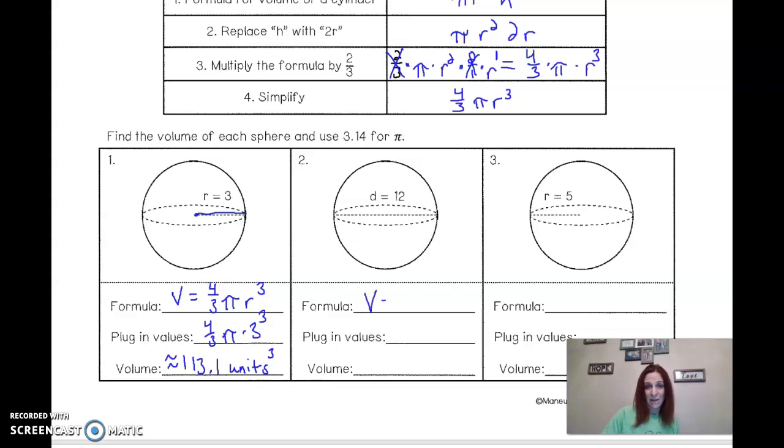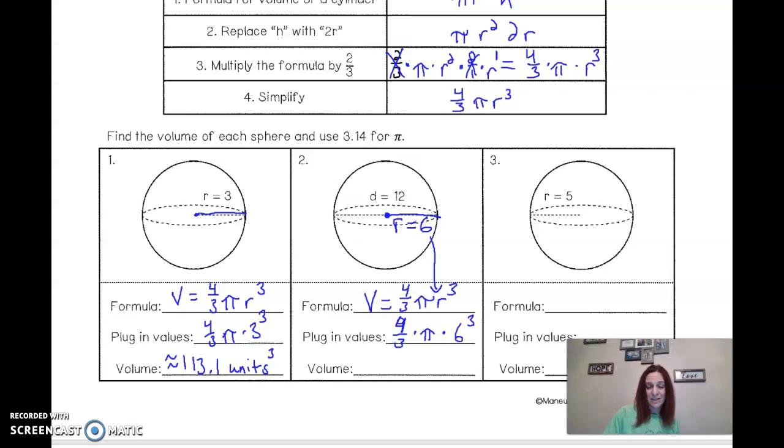Start with the formula. Volume equals 4/3 pi times the radius cubed. Plug in the values. Well, don't just take whatever number is given here and plug it in. If the diameter all the way across is 12, then our radius is half of that. Our radius is 6. So that's the number we're going to plug in right here. 4/3 times pi times 6 to the third.